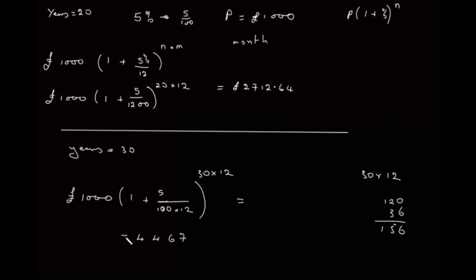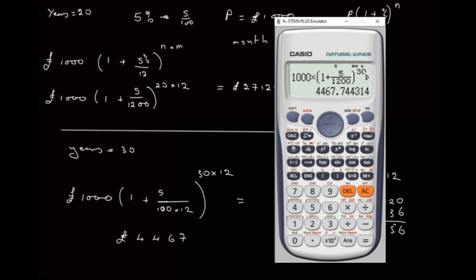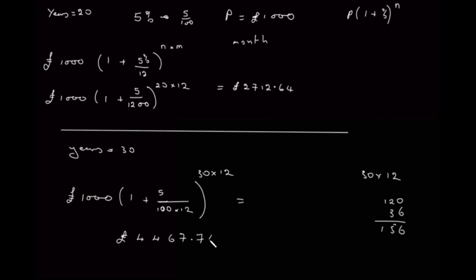4467 pounds and 74. There's the cut-off point. To the right is 4, which is less than 5, so we don't round that up. 74.74. Right? Repetition helps you learn.